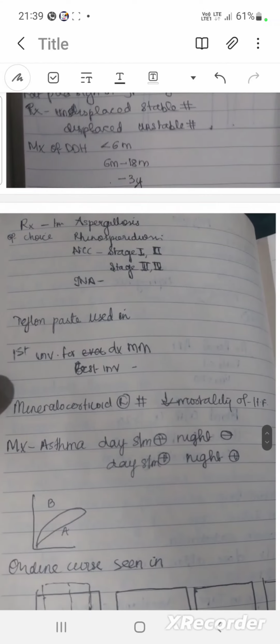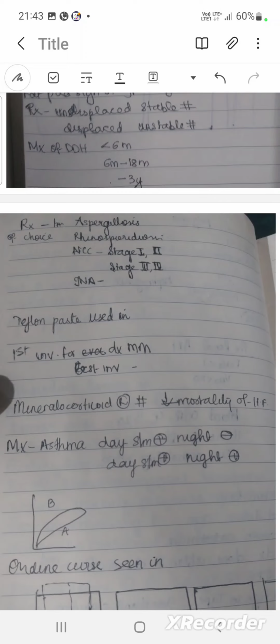So management of developmental dysplasia of hip: it can be less than 6 months, 6 months to 18 months, then up to 3 years. In a very small age, what you can do is Pavlik harness, then hip spica, and after around 1.5 years, then you can do osteotomy.